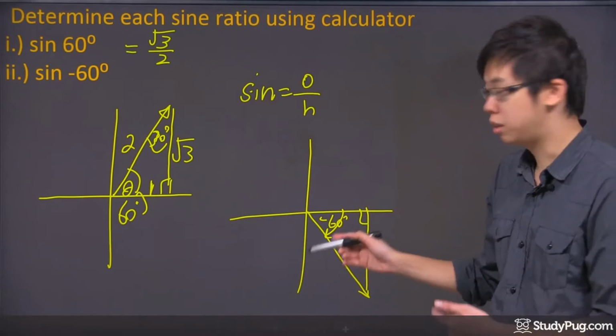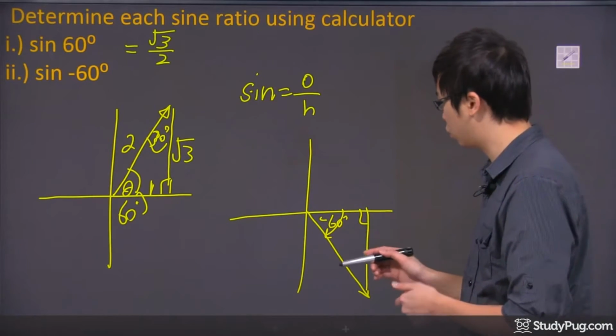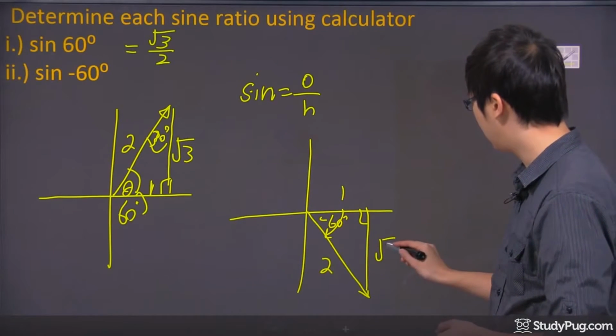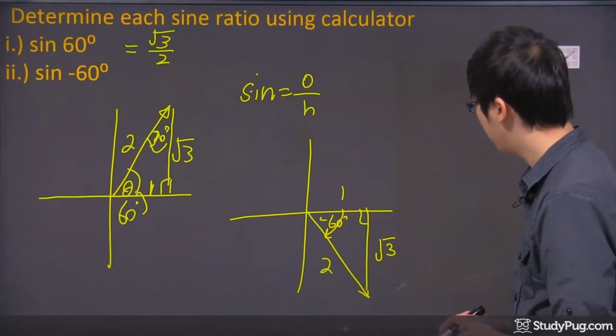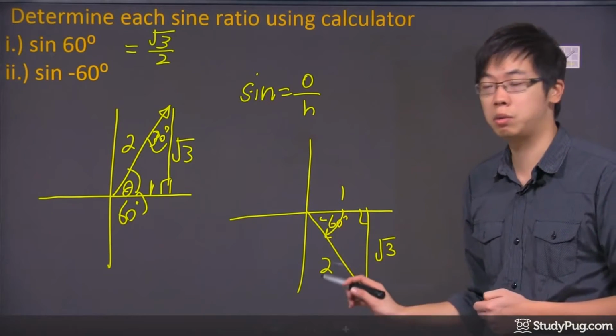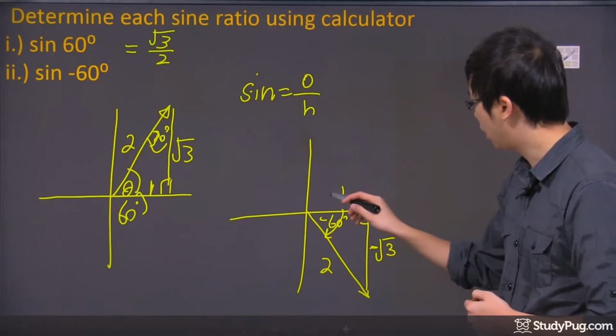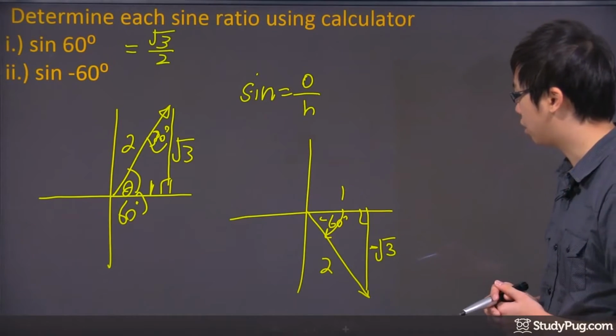Again, this is a 60, 30, 90 degree special triangle. Your shortest side is a 1, the longest side is a 2, and the last one is a root 3, okay? But be careful. The hypotenuse is always positive. This is going downward, so that's a negative sign right there. And this is still going to the right, so that is still positive.